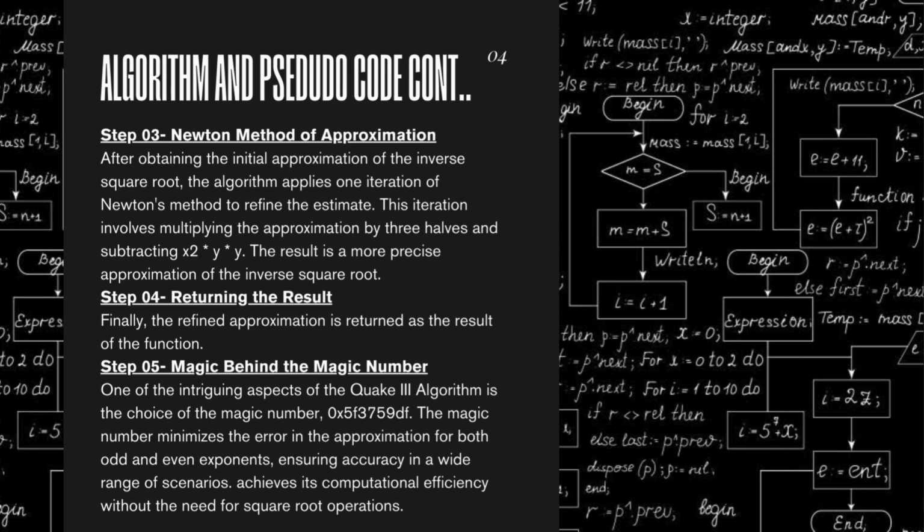Now discussing what the magic behind the constant is, well, it minimizes the error in the approximation for both odd and even exponents, ensuring accuracy in a wide range of scenarios. Talking about how the selection of this particular constant was done, well, it is not arbitrary, but rather based on the result of careful optimization, hence achieving its computational efficiency without the need for square root operations.